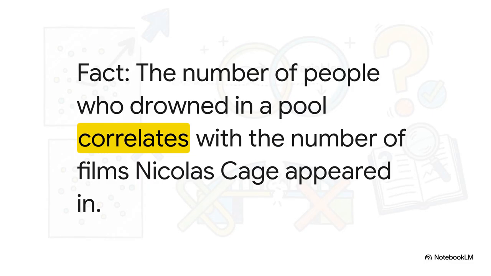The data shows that as the number of films Nicolas Cage appears in goes up, so does the number of pool drownings. If you were to graph these two things, the lines would move together in a way that looks, well, incredibly similar. It's a real correlation. So, what in the world is going on here?